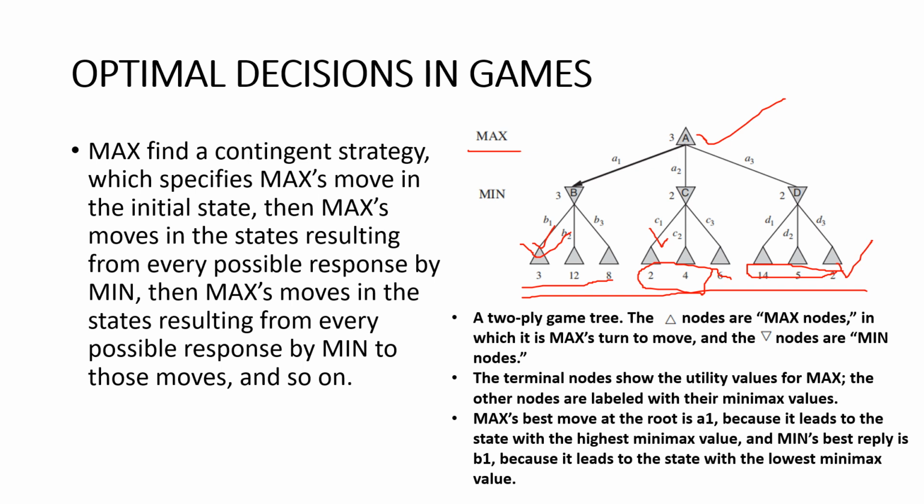And here you can see B is equal to 3, C is 2 and D is again 2. So then max chooses the action A1. So max's best move is A1, because it leads to the highest maximum value. And the best reply is B, because min always selects the lowest value. So min always selects the lowest value. So minimax guarantees the best possible outcome for max, assuming optimal play by min.